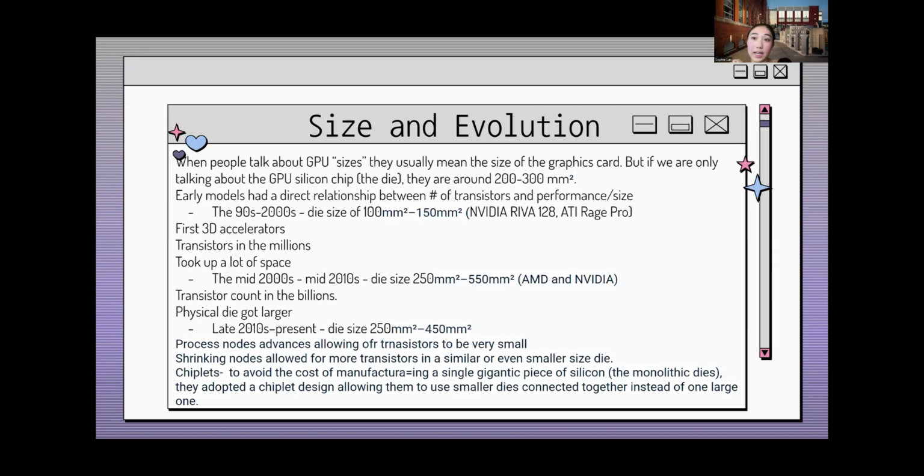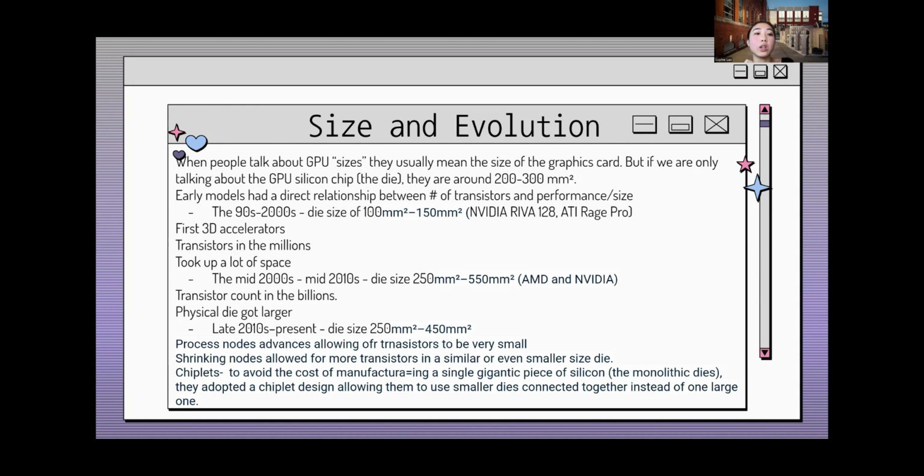So let's talk about the size and evolution. People talk about GPU sizes and they usually think about the graphics card sizes, like the one with the three fans on it. But no, we're talking about the actual silicon chip inside the graphics card, which is around 200 to 300 millimeters. It's a square.